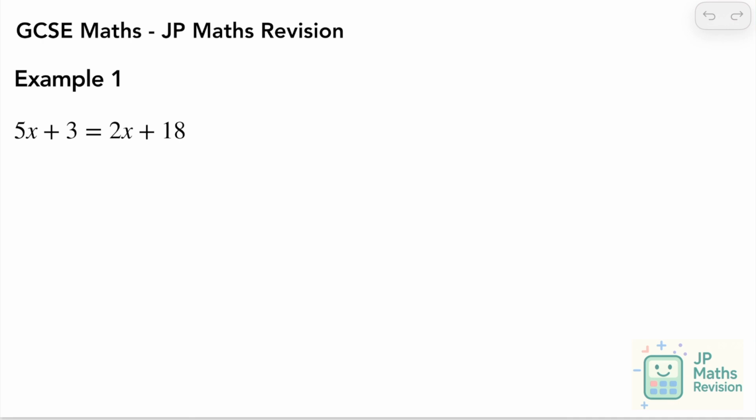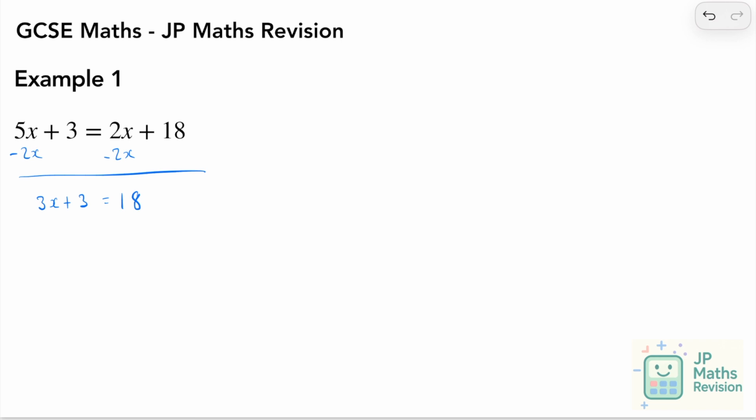So here's an example. You have 5x plus 3 equals 2x plus 18. The objective here is to try and group the x terms together so that we only have one x term in the equation. So in this case, we're going to subtract the smaller one from the bigger one, just because that's what makes it a little bit easier. So if we minus 2x from both sides, we end up with 3x plus 3 equals 18.